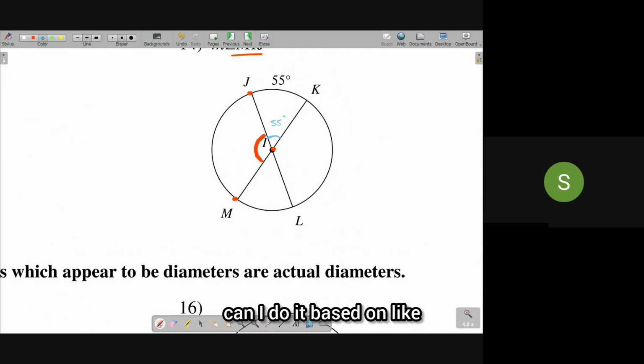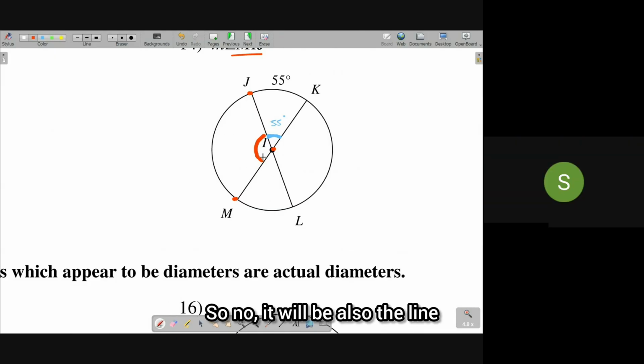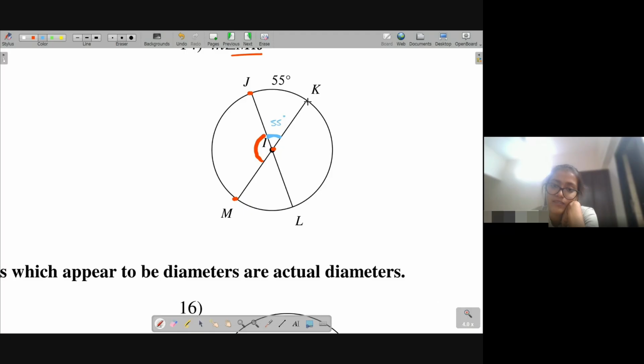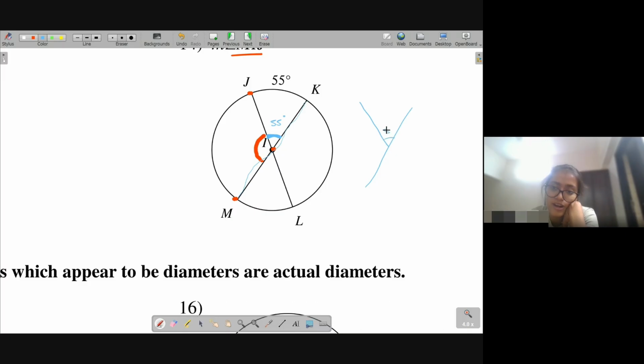Can I do it based on congruence? Because I would think that ML would also be 55, but we don't have that information. So no. Also the line MK, 180 minus 55. Yes, this time we have a line MK. You see, this is a line from M to K, and it is divided by this thing. So this is 55, so this one will be 180 minus 55. Okay, so 125.